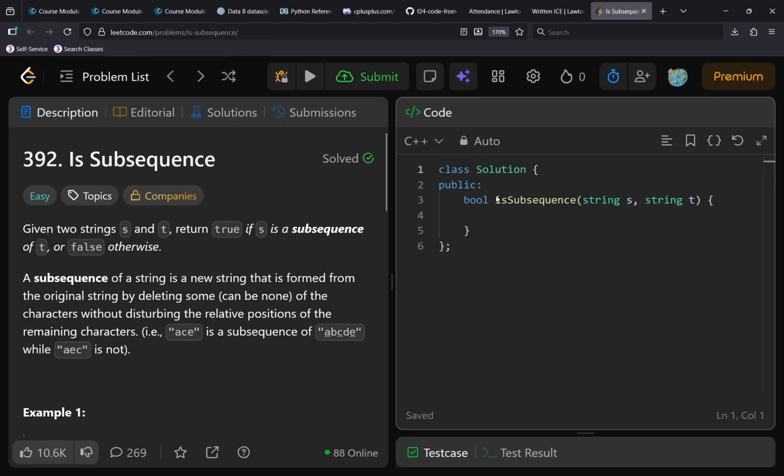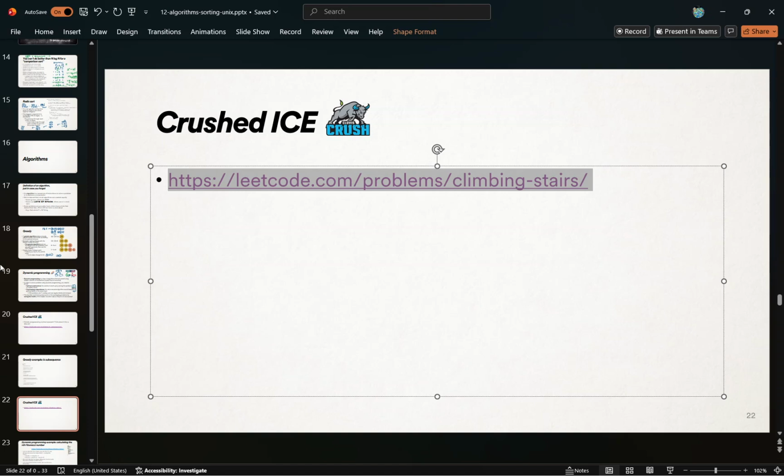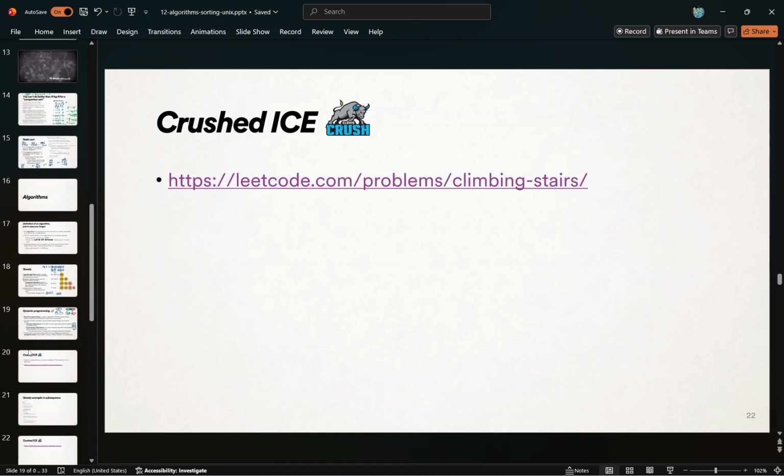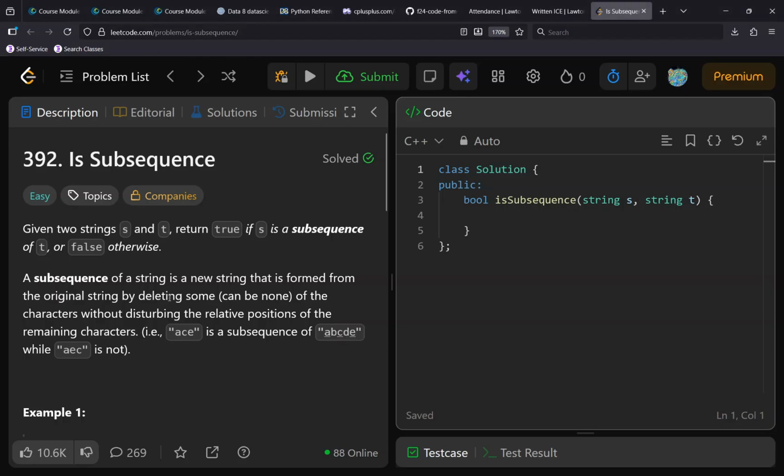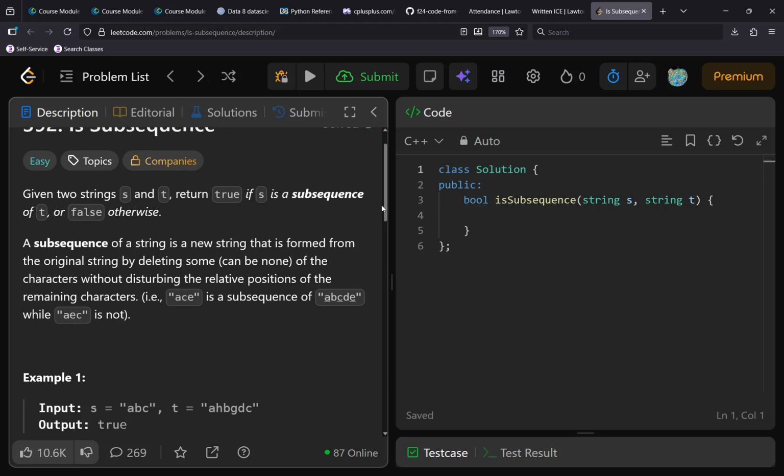But here's the question. I want you to think about this for a bit. You don't have to solve it. We're on the first one. This is a greedy problem example. I claim that it's a greedy answer called is subsequence. And then here's the description of it.